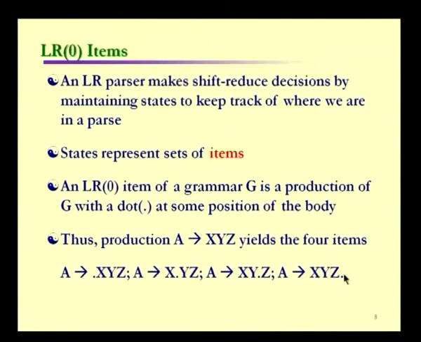So, the first 3 items tell us that it is not possible to go for a reduce action because we haven't completed the identification of the handle, whereas the last item says that we have completely processed everything. So, this can trigger a reduce action. What gets reduced is XYZ, which is reduced to A, so we can claim that a reduce action is possible. So, this is what LR(0) items are.